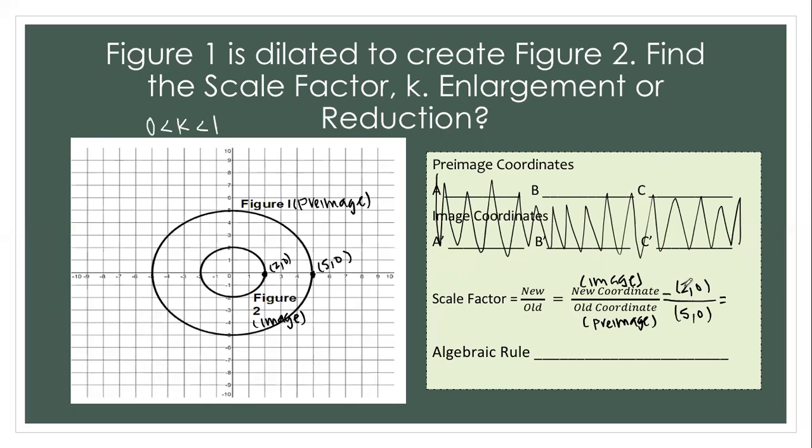So when I divide 2 divided by 5, I could get the decimal, or I can just leave it as 2/5. So 2 divided by 5 is 2/5, or if you prefer decimals, 0.4. So my scale factor equals 0.4. My algebraic rule would be 0.4x, 0.4y.